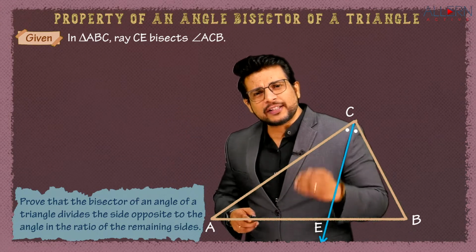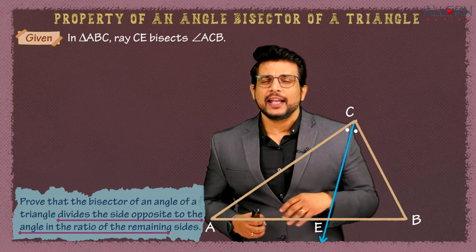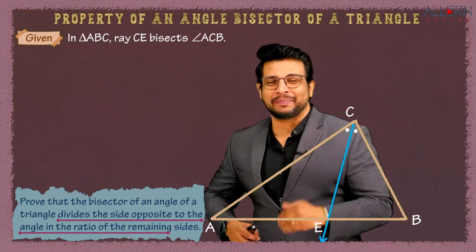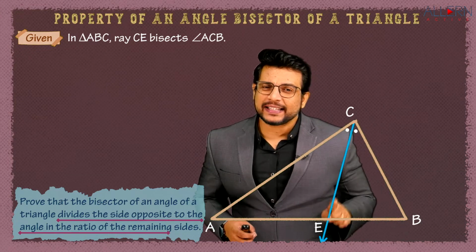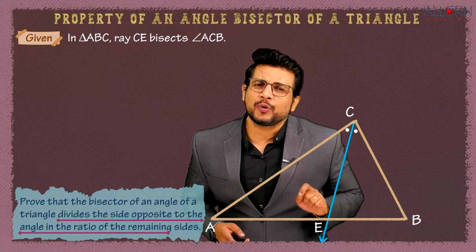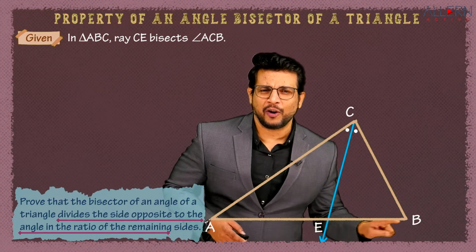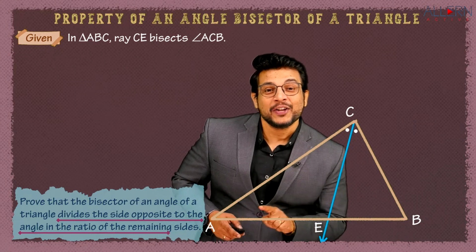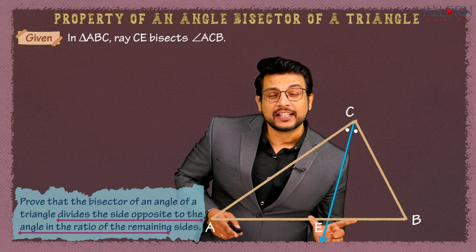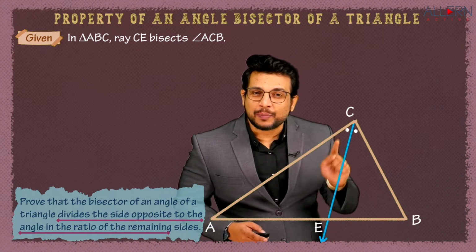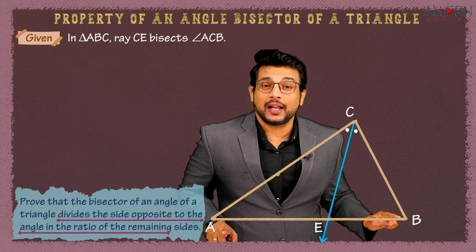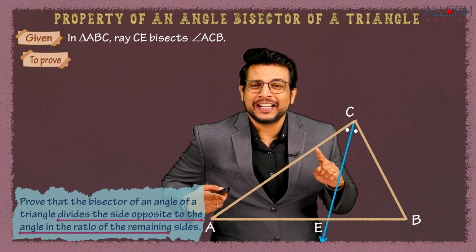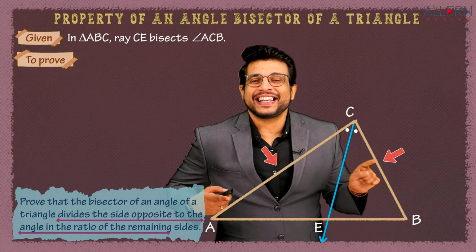Now let's understand what we are supposed to prove. It says that if you are given the bisector of an angle in a triangle, then this bisector divides the side opposite to the angle. We are referring to this angle C because the bisector is of that angle C, right? So the side opposite to this angle C, which one is that? AB. This bisector divides the side opposite to the angle in the ratio of the remaining sides. Which are the remaining sides? Yes, we are talking about AC and CB.